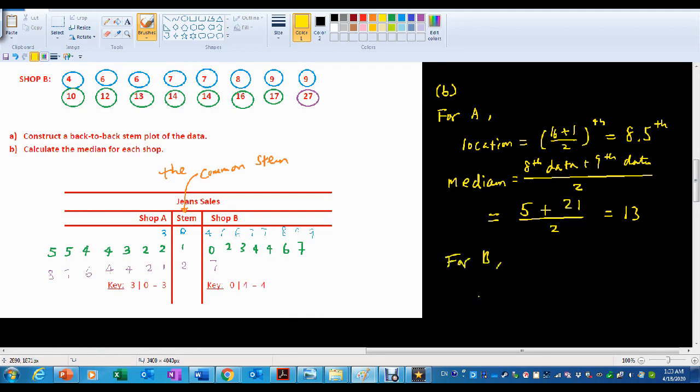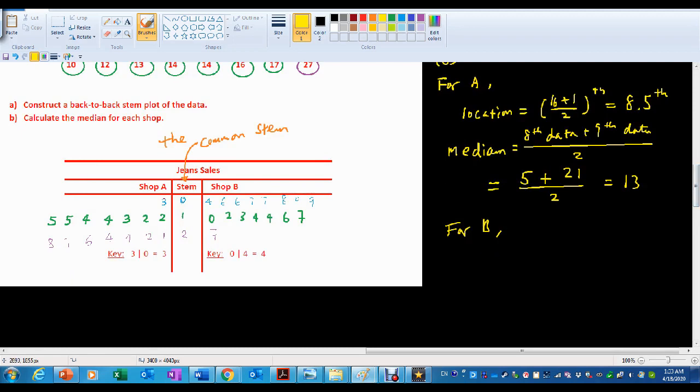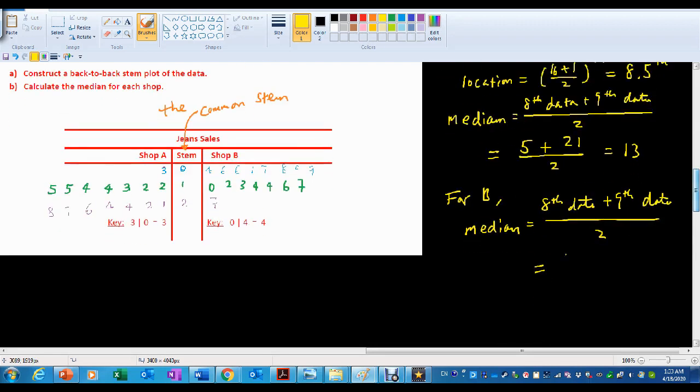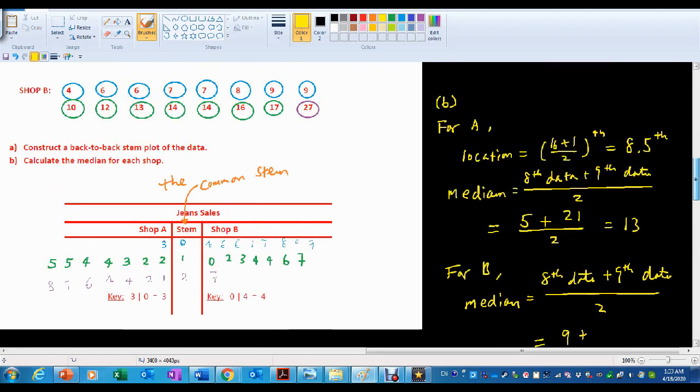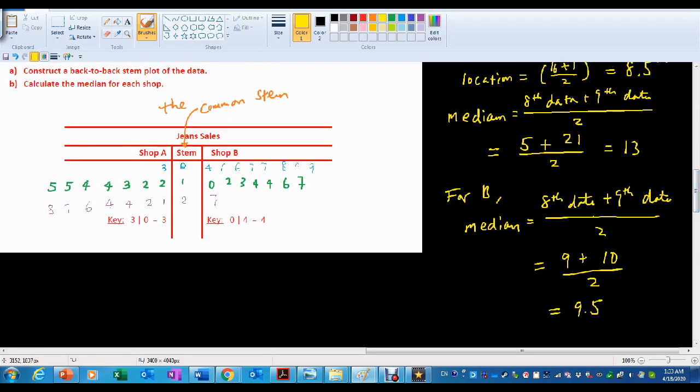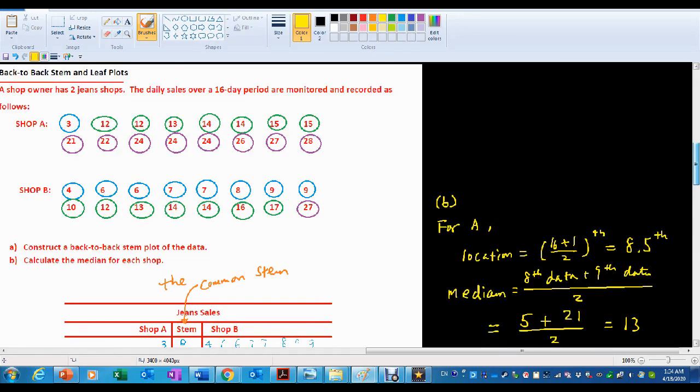Okay, for B, because both sets of data have 16 data, the median is again the 8th data plus the 9th data, divided by 2. The 8th data this time should be 9, right? And the 9th data should be 10, divided by 2. So you see B's median is less than A's median. That should be expected, right? So that's how we could use back-to-back stem and leaf plots.